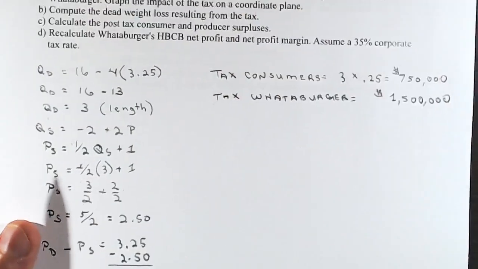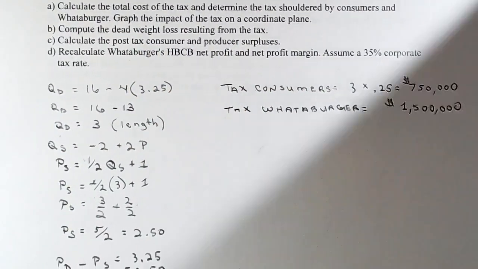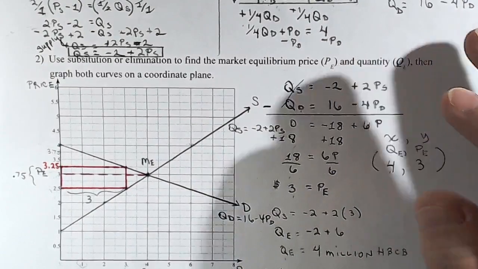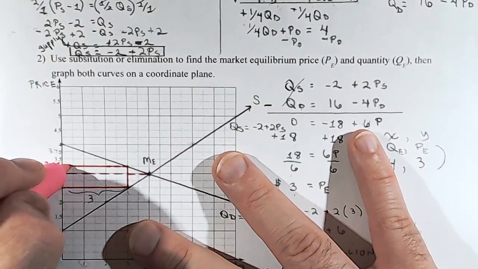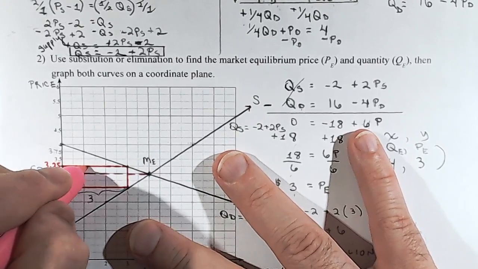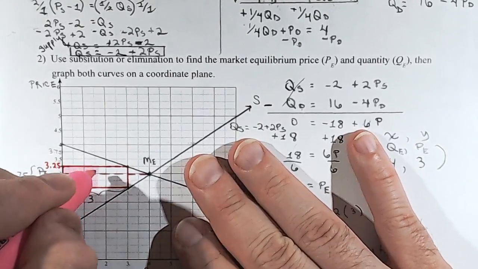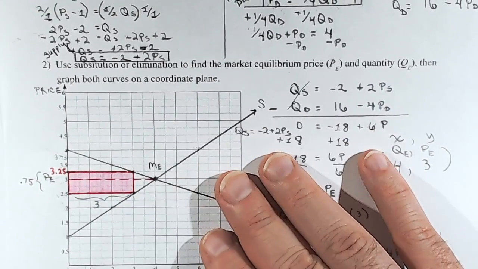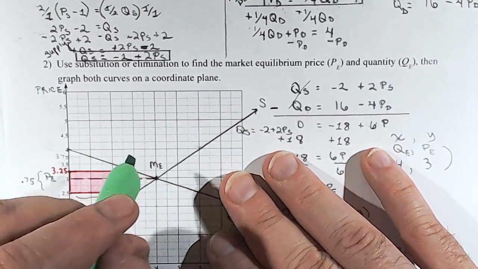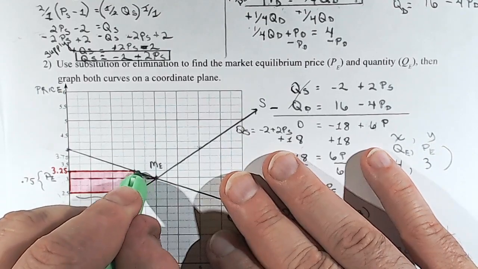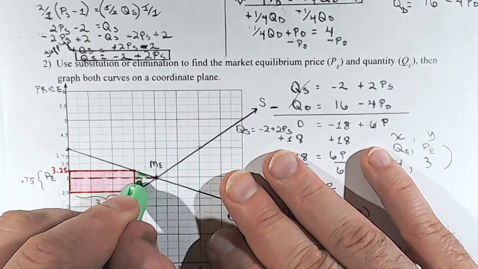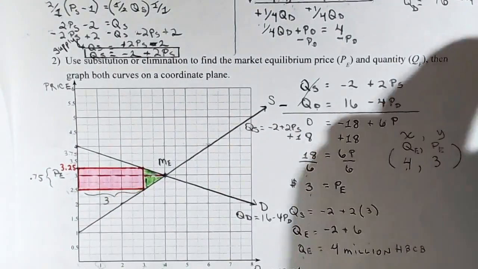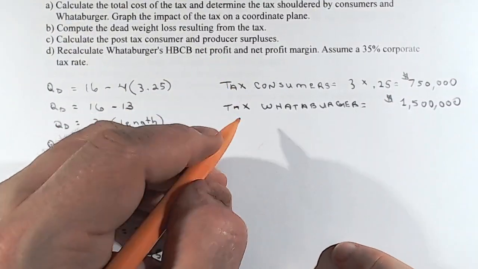Okay, now what's this next part? Compute the deadweight loss. All right, here's what the deadweight loss is. It's this little area in here. So this is the tax right in here. That's what we computed was a total of $2,250,000. The deadweight loss is this area, this little triangle area right here. See, I'll try to shade it in for you here, okay? So we have to find the area of that triangle. Remember, the area of a triangle is base times height divided by 2.